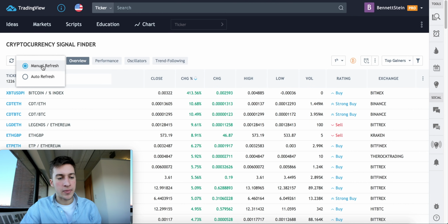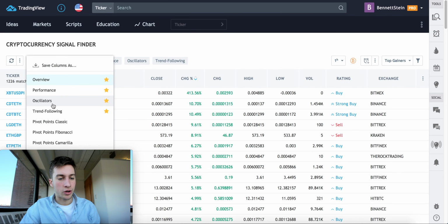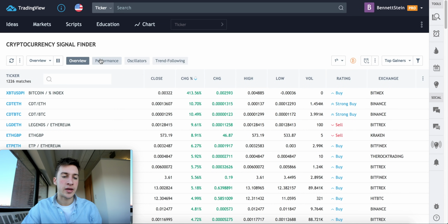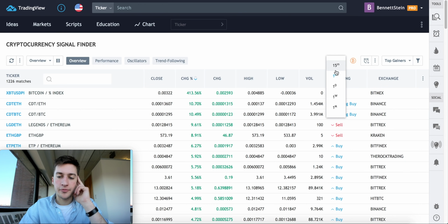On the far left, we have the refresh. I like to have manual because auto is going to lag your computer like crazy. So use manual probably, and then just hit that to refresh. Here are our columns. You can create a new column by hitting that. Here are the columns that they like to use, and you can change to whatever column you want. And then you have here the time frame.